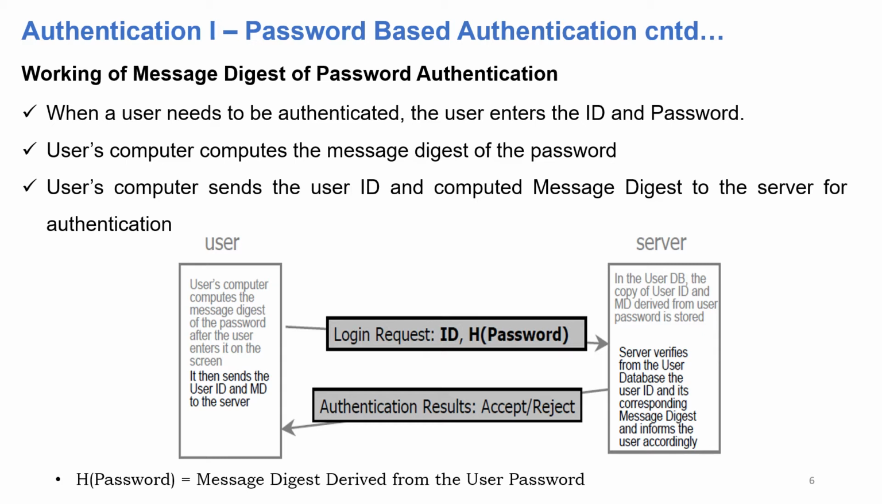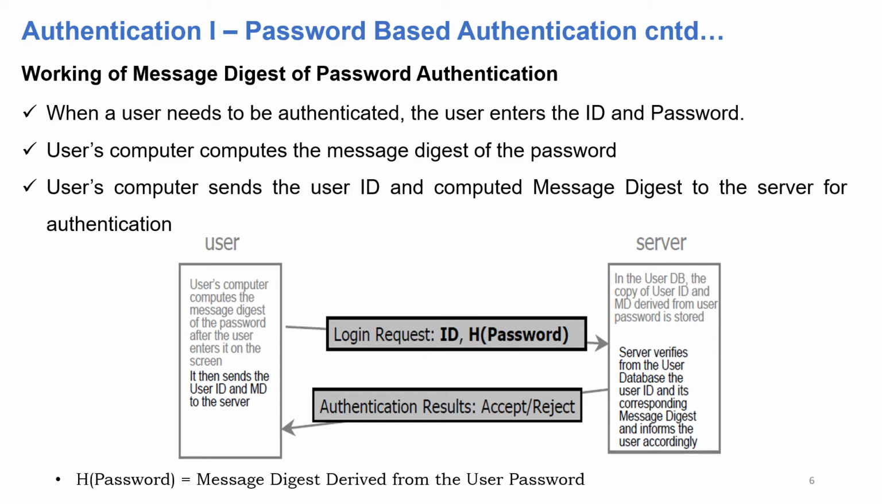So now coming back to message digest based password authentication. Here, when a user needs to be authenticated, he again enters the user ID and the password. The user's computer will compute the message digest for that particular password and send it to the server. The server will then compute the message digest of the password that has come from the user, and if it is verified and validated, it will send back the accepted or rejected result to the user. So that is what is happening here.